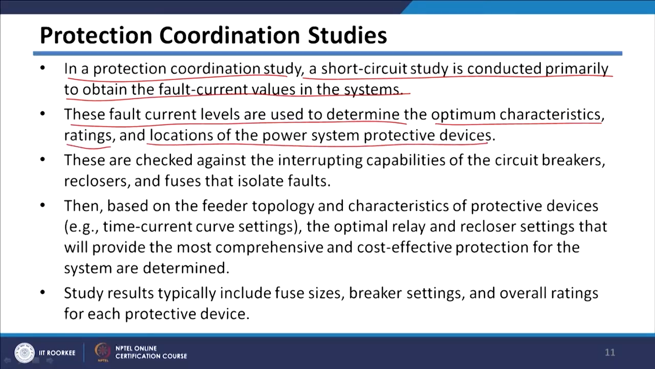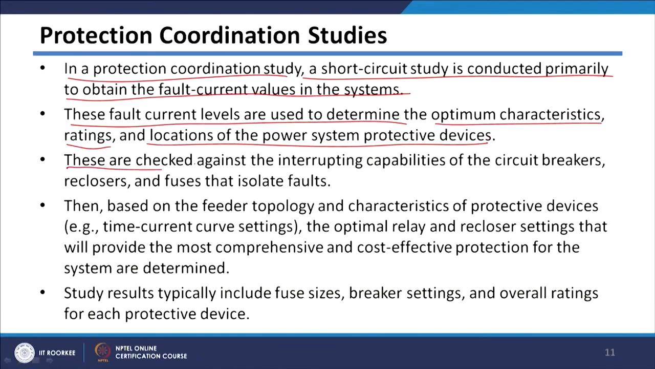So, based on these results, that is, the calculation of fault currents as well as post fault voltages, we can determine the characteristics, ratings and locations of power system protective devices. Now, after getting this, they will be checked against the interrupting capabilities of circuit breakers, reclosers and fuses that isolate the fault. So, the characteristics, locations as well as ratings of the devices will be checked against the capabilities of circuit breakers, reclosers and fuses. These are basically disconnecting devices in the distribution system.